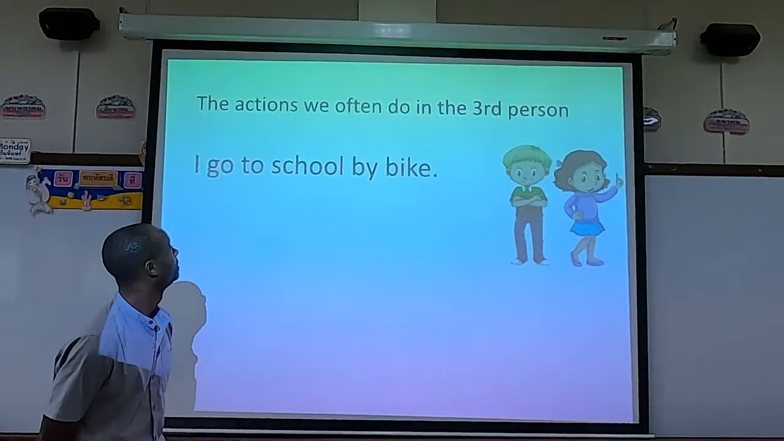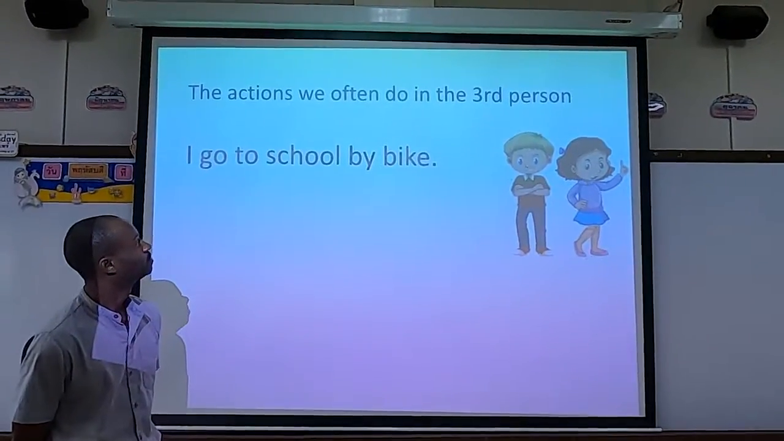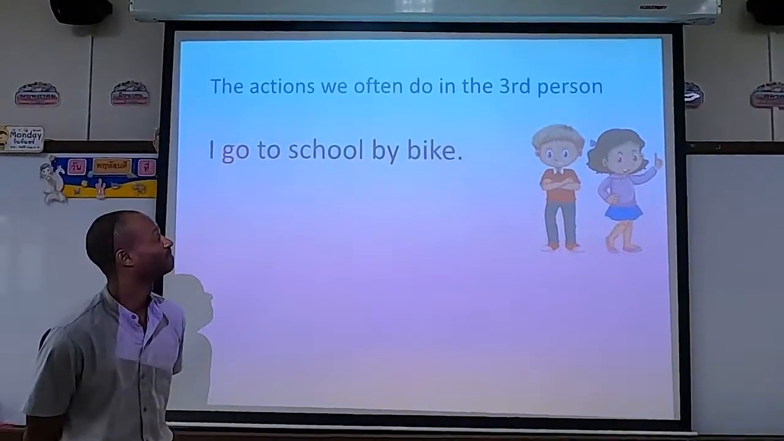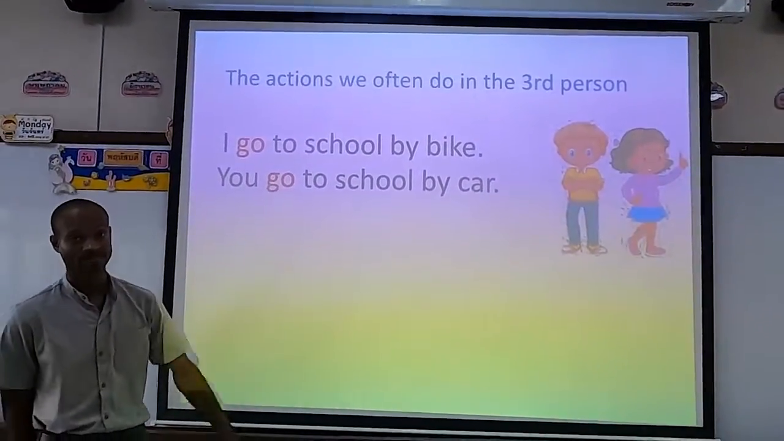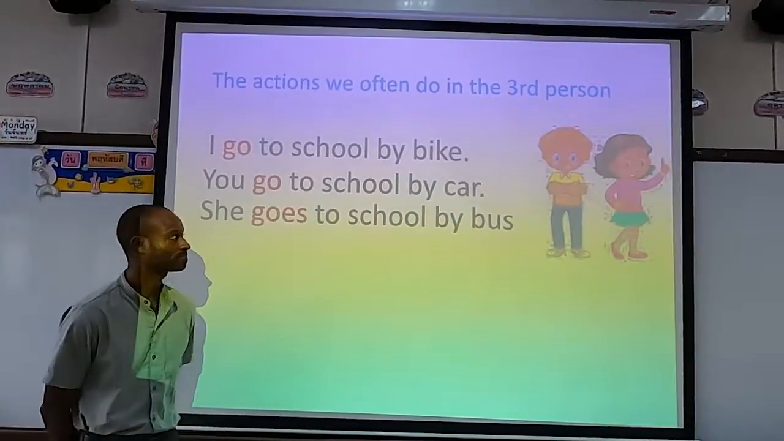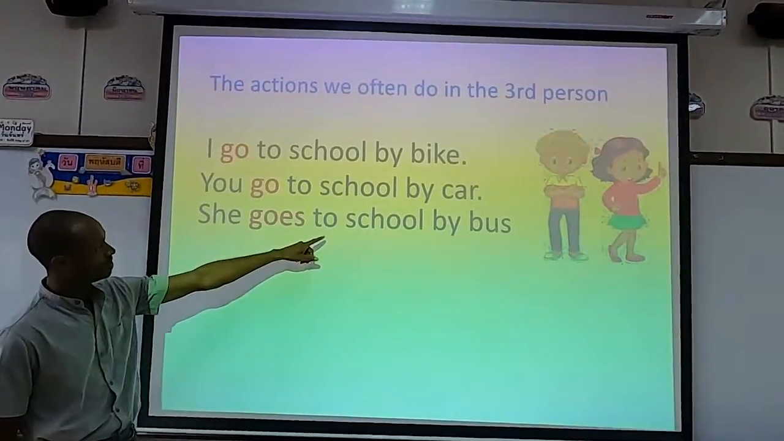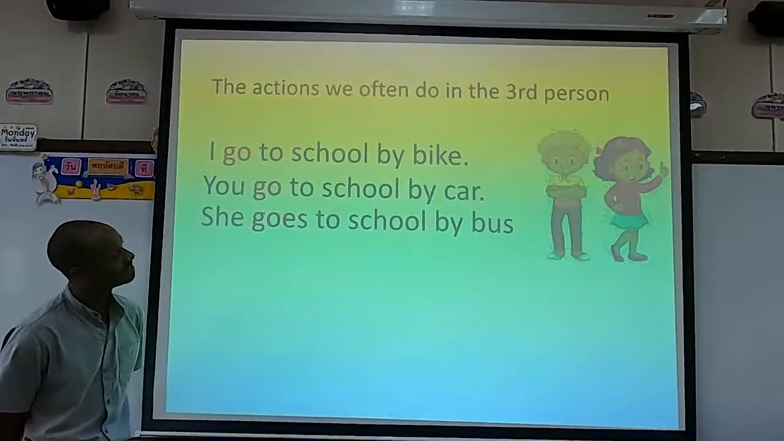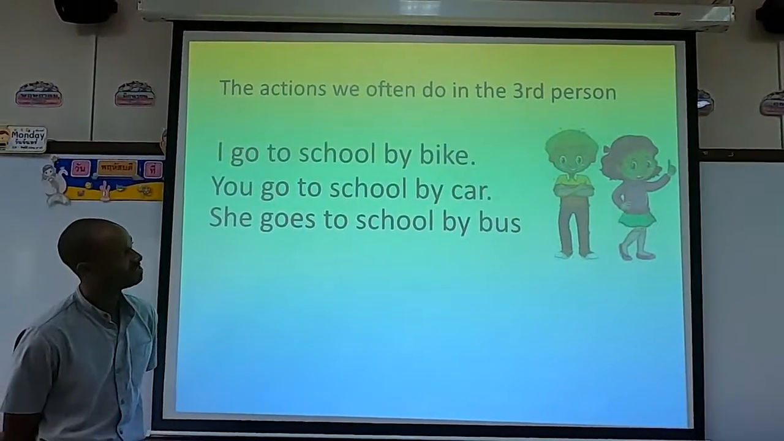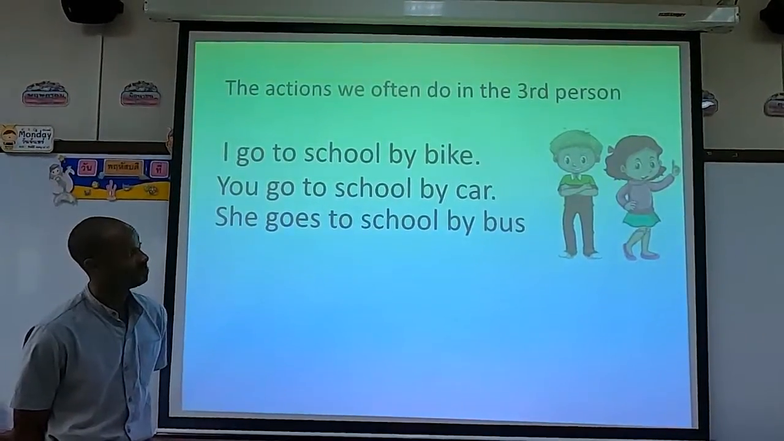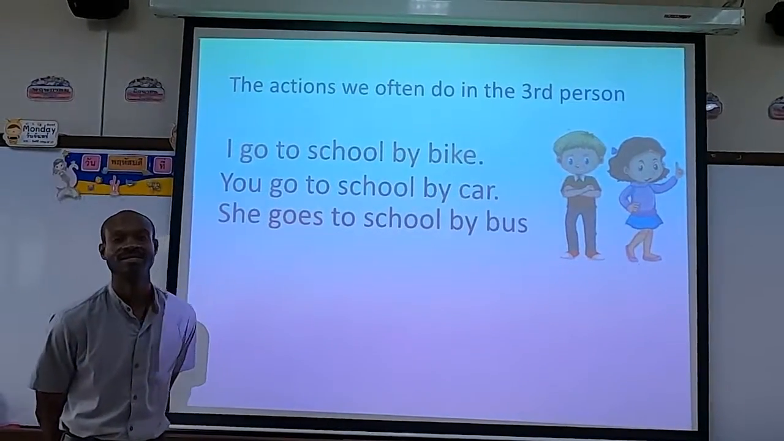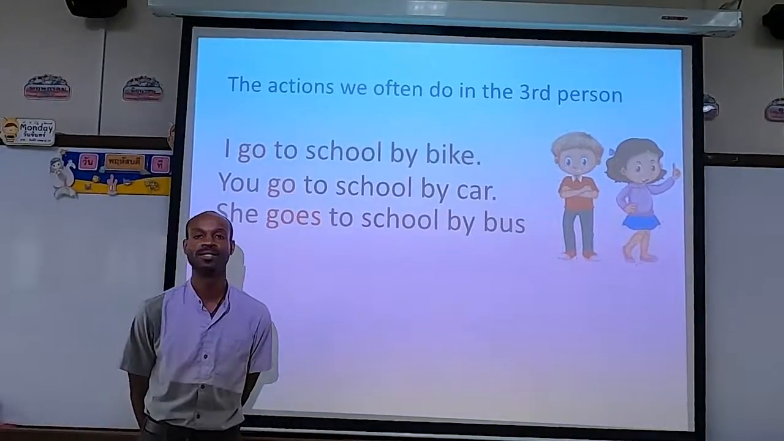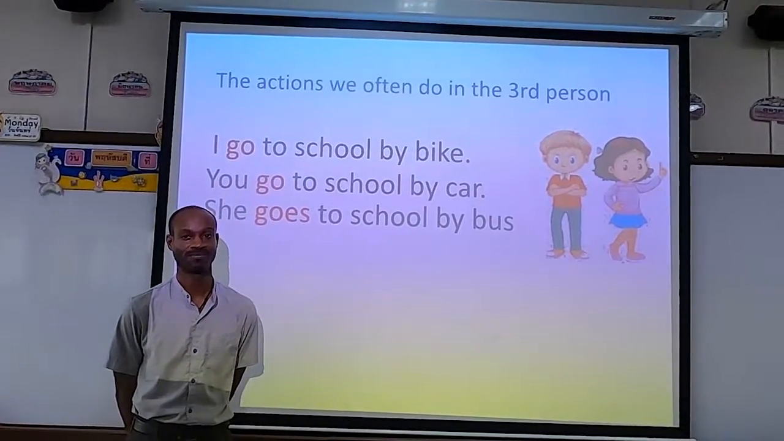First example, I go to school by bike. Next, you go to school by car. She goes to school by bus. Okay? So these are three examples. And can you see which example has the third person? Right. The third person is she, he, or it.